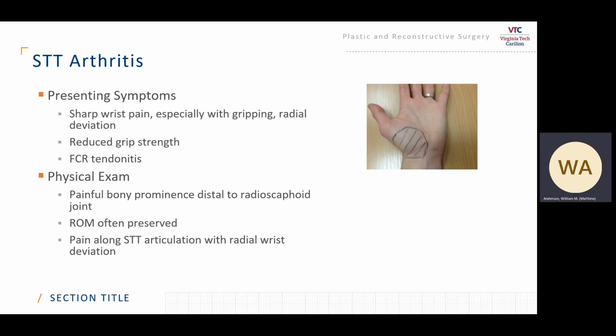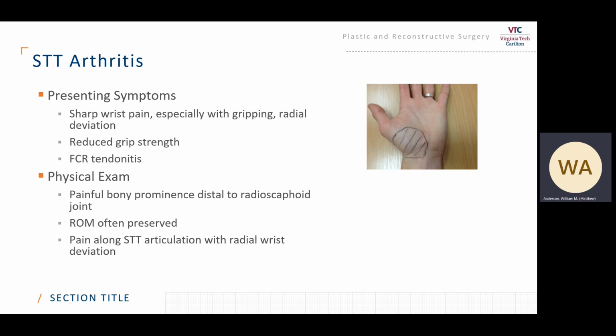So presenting symptoms similar to other wrist arthritides: reduced grip strength, pain. In these patients, actually, the wrist pain can be described as being sharp, especially with gripping and radial deviation of the carpus. FCR tendonitis can also be seen in these patients.